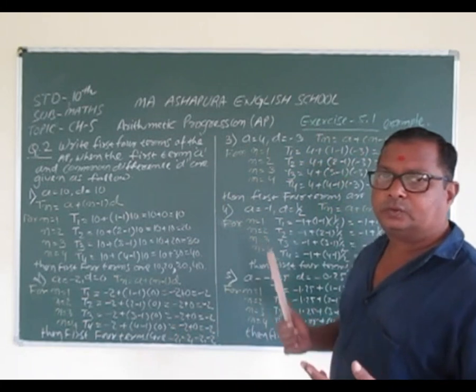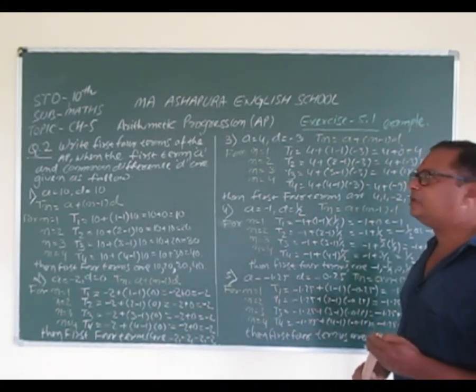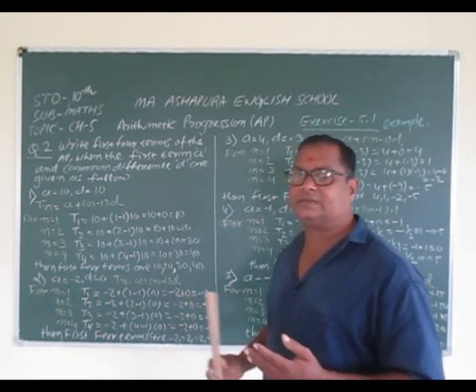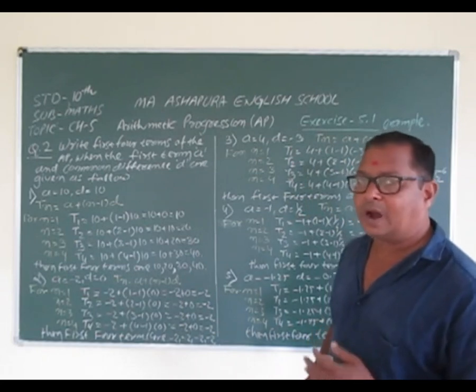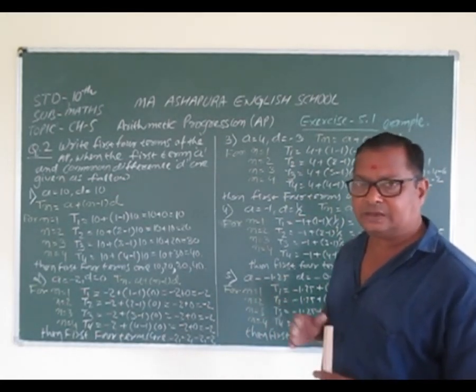We are going to learn chapter number 5, arithmetic progression, means AP. Today we are going to calculate the exercise sums. In previous video parts 1 and 2, we discussed some important basic concepts.